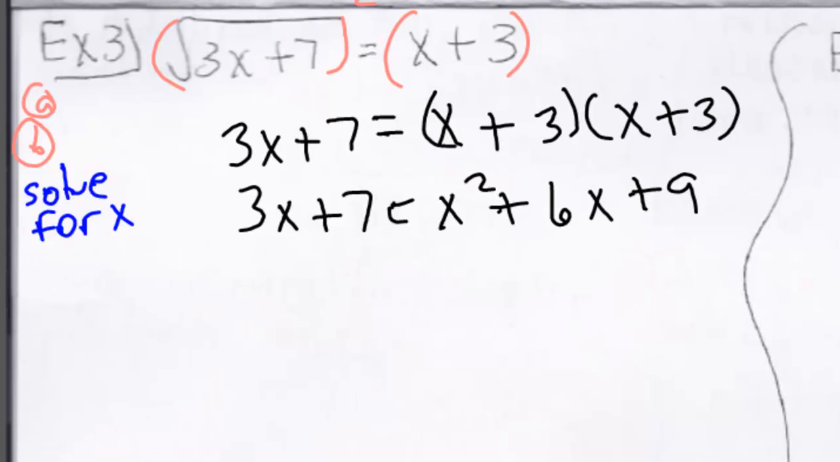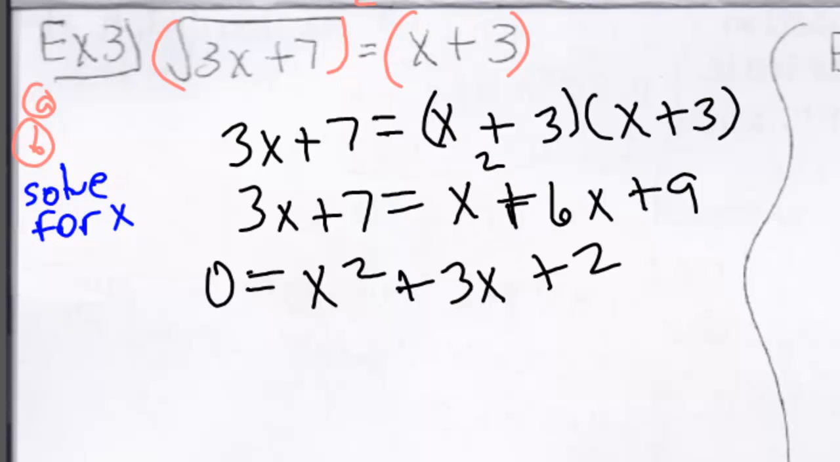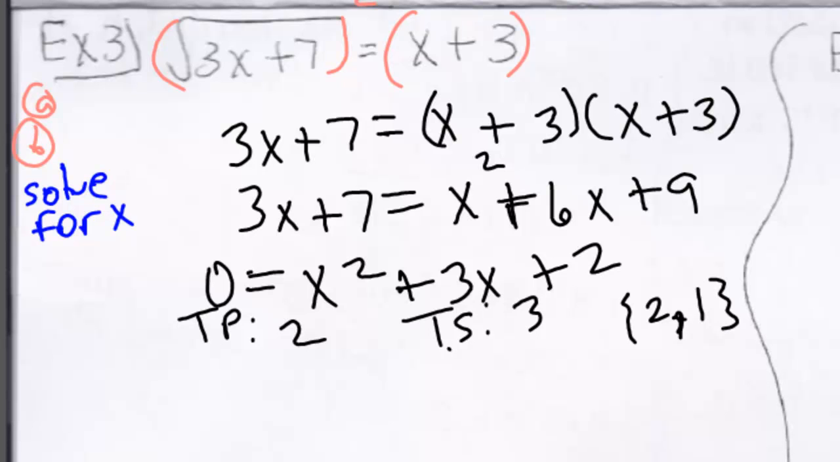The radical is isolated, so we go ahead and square both sides. Squaring both sides gives us 3x plus 7 equals x squared plus 6x plus 9. Now we have to set everything equal to 0 and find our factors for our quadratic equation. Our target product is 2. The target sum is 3.